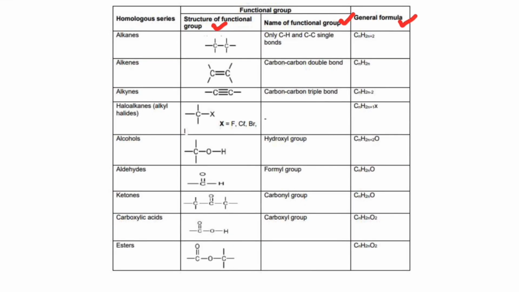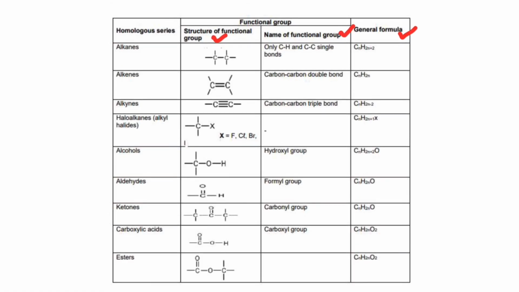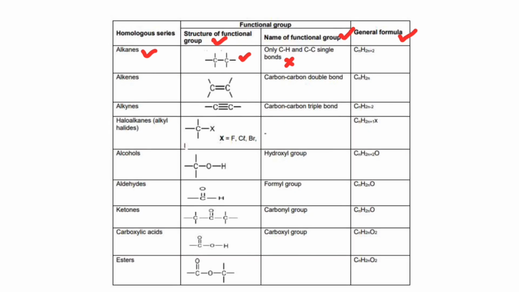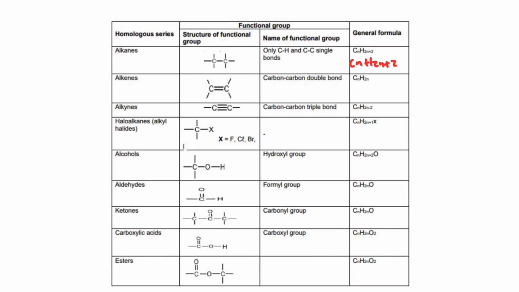The first homologous series we are going to pay attention to is alkanes. This is the structure of the functional group. We have 2 carbons with a single bond between them, right? And then the name of the functional group, there actually isn't a name for this functional group. We just know that between carbon atoms, there are single bonds. The general formula, I don't know if it's big enough, but it's CnH2n+2.